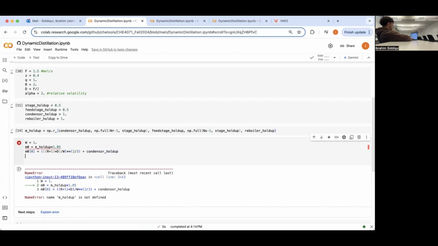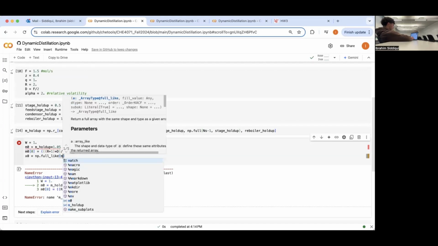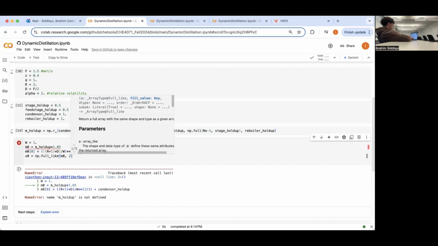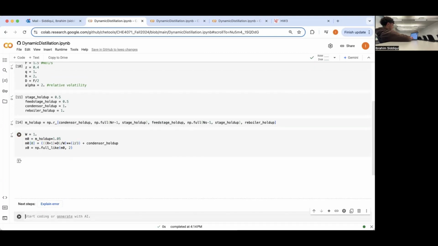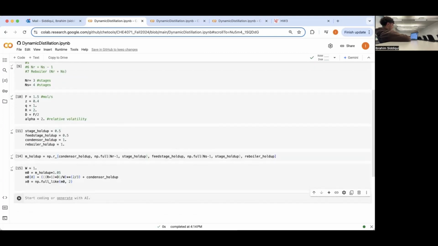Before we shift enter this, we have our initial composition that will feed our stages. This will be defined as x naught equal to np.full_like, and this will be at M naught and Z, which is essentially our mixture. Shift enter this. And we're going to want to define our ramp.